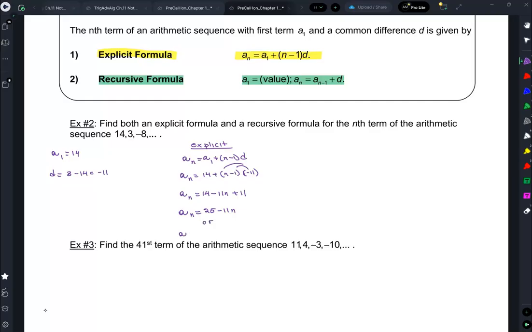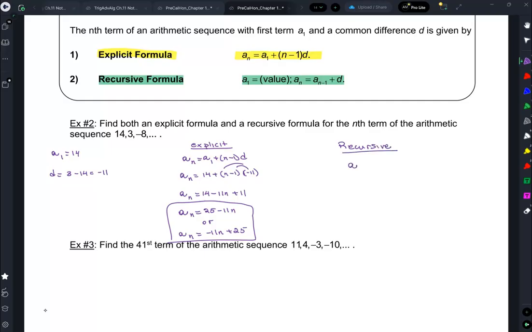Or you can write negative 11n plus 25. There's literally zero difference between those two, right? So now with this, if I wanted to find the 91st term, I could just jump down and do that, okay? Now, how would we write a recursive formula?